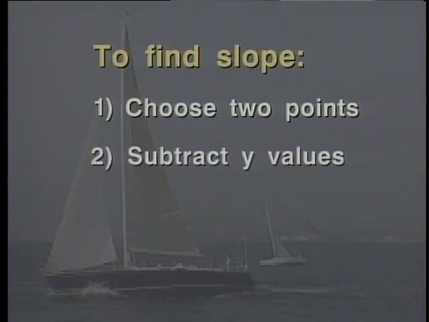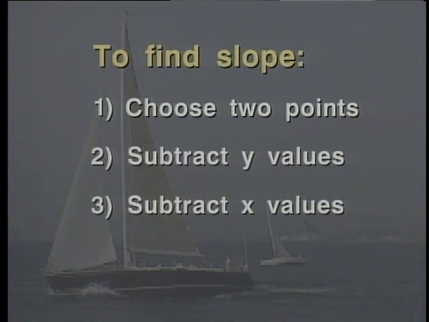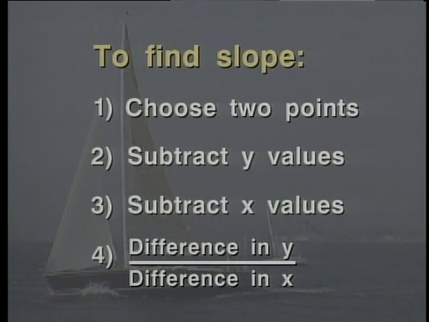Again, here are the steps to find the slope of any straight line. Choose 2 points, subtract their y values, subtract their x values, and divide the difference in y by the difference in x. Now we're halfway toward finding the equation of our Hull speed relationship.